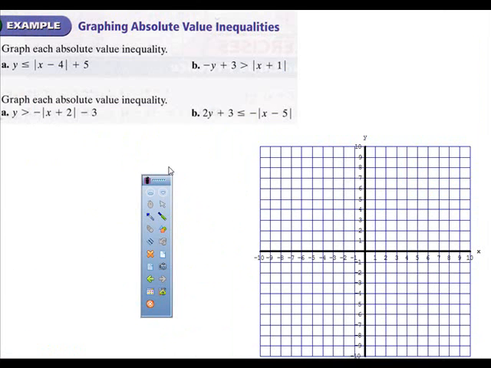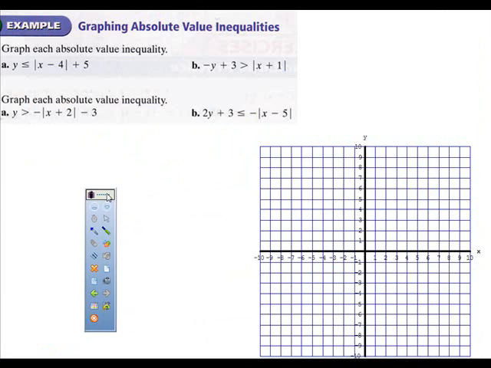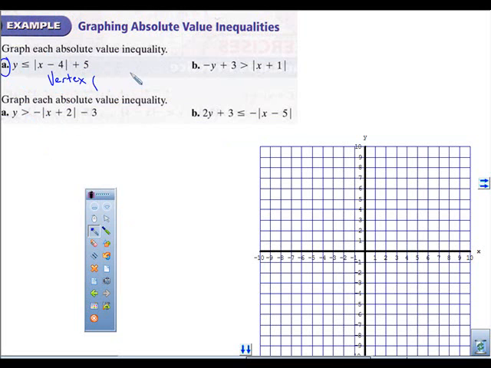Alright, the next thing we're going to do is graph absolute value inequalities. To graph an absolute value inequality, I'm going to graph this one right now. Letter A. Well, y is already by itself. Make sure y is always by itself. So we're going to find the vertex, like we did before when we were graphing absolute values. You guys know how to do this.